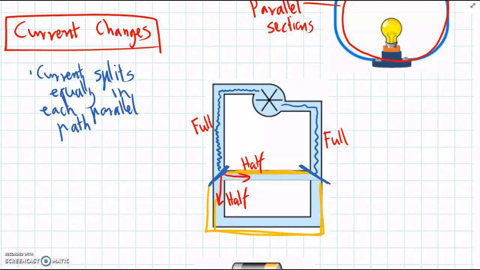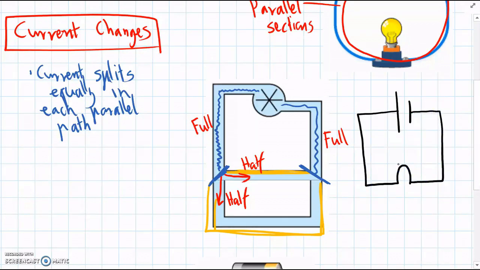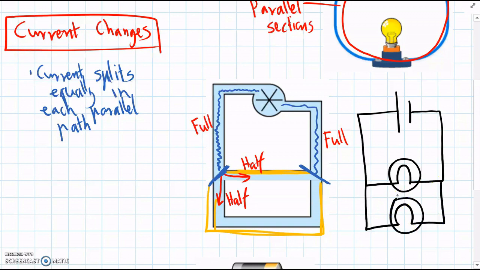And let's draw a circuit diagram to actually demonstrate that. So we'll have our power source, and we'll have a lamp. That's our first section. And now we'll have another lamp, and we'll connect that in parallel. So if we put an ammeter in the first part here, this is measuring the full current. So that full current might be 10 amps.